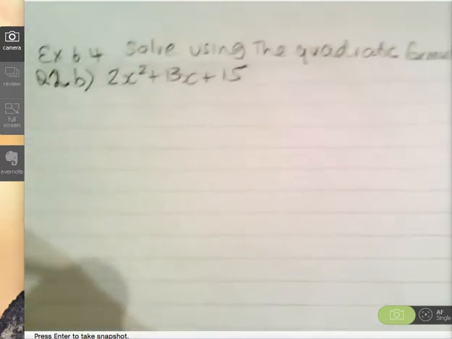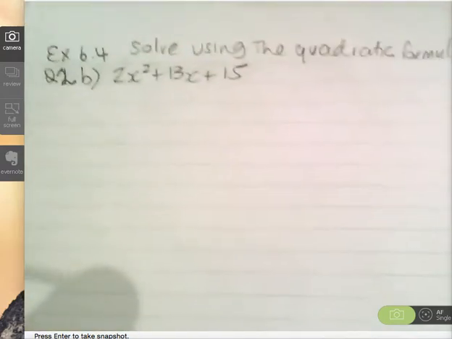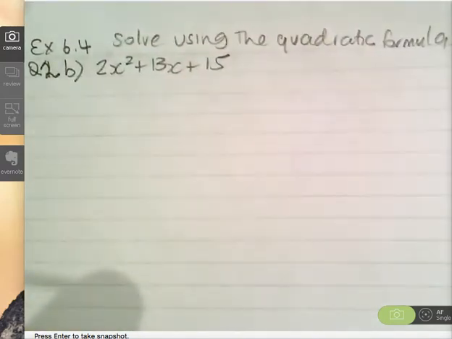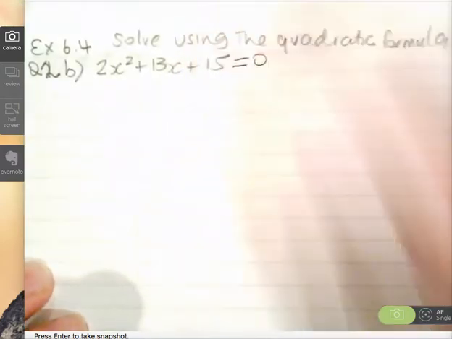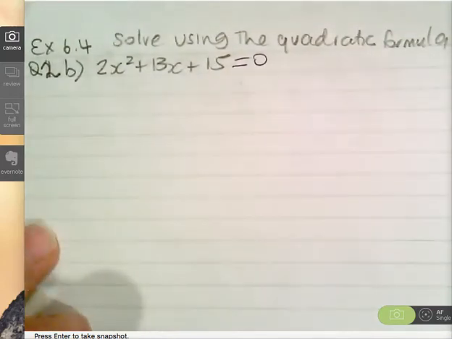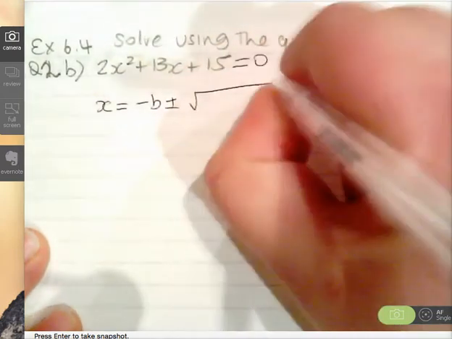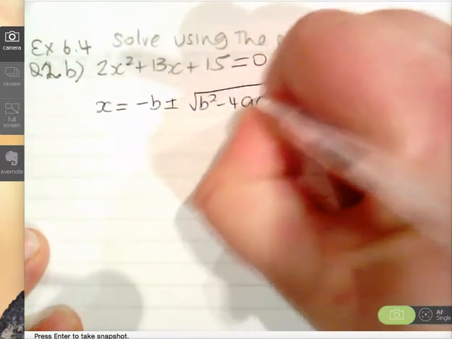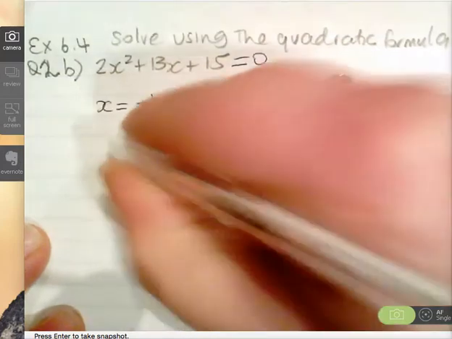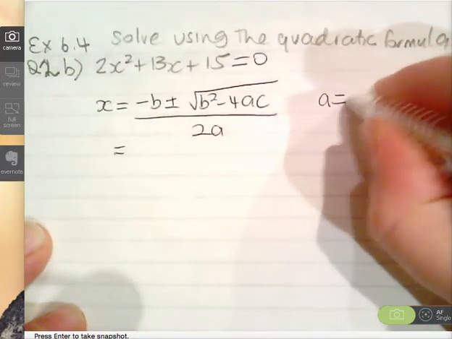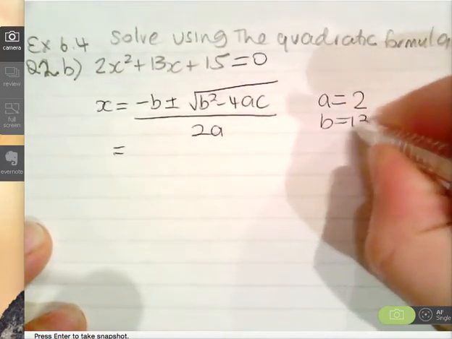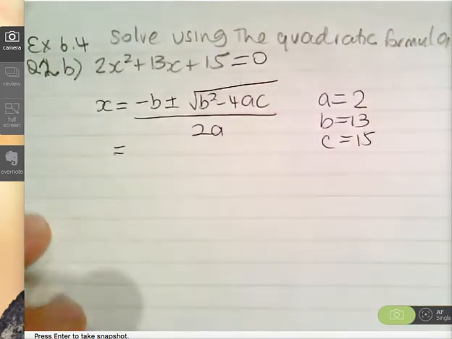Okay, this is exercise 6.4, just another few examples, okay? Exercise 6.4, solve the following using the quadratic formula. It's question 2b. So 2x squared plus 13x plus 15 equals 0. So using the quadratic formula, x equals negative b plus or minus the square root of b squared minus 4ac over 2a. Now, we know that a is 2, b is 13, and c is 15.